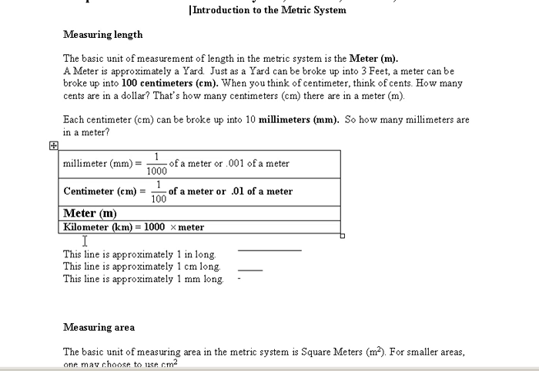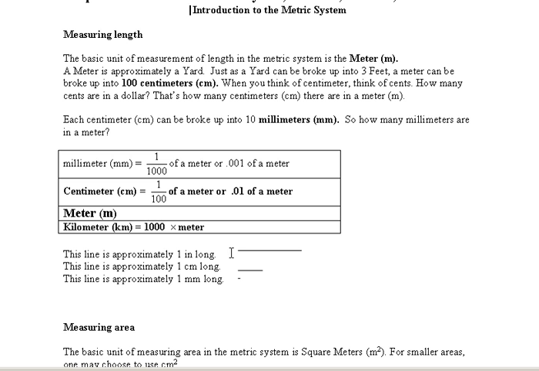And another unit that you hear a good bit about is the kilometer, or kilometer, either way you want to say it. And a kilometer is 1,000 times larger than a meter. So that's a long distance there, 1,000 times a meter.